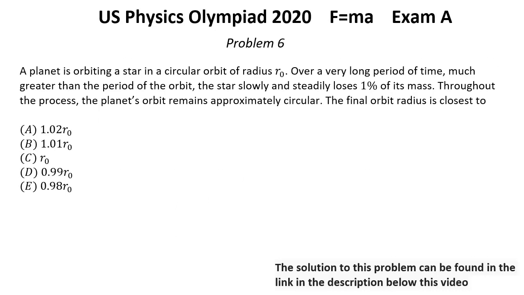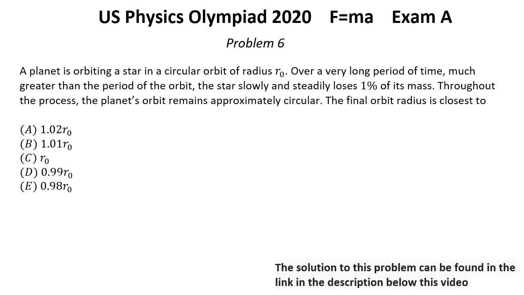Problem number 6. A planet is orbiting a star in a circular orbit of radius r0. Over a long period of time, much greater than the period of the orbit, the star slowly and steadily loses 1% of its mass. Throughout the process, the planet's orbit remains approximately circular. The final orbit radius is closest to which one?